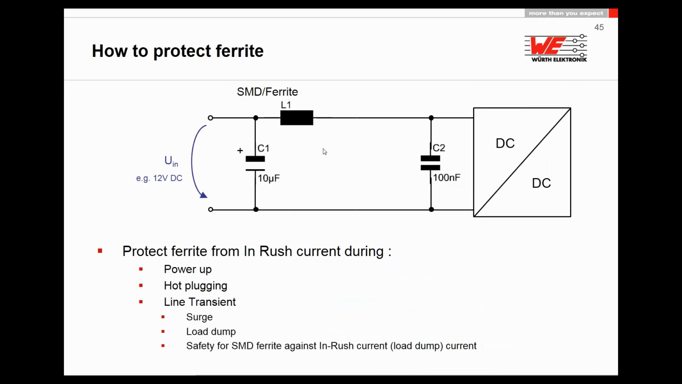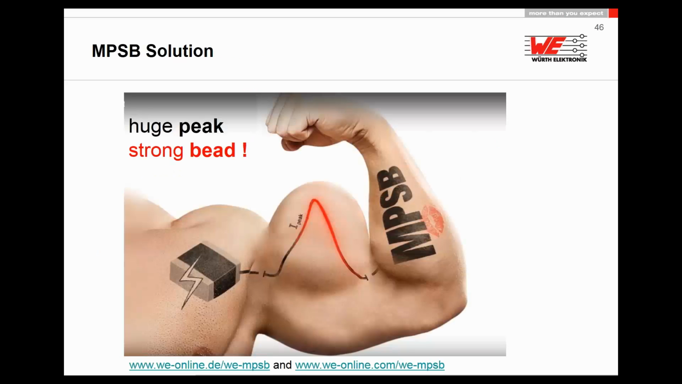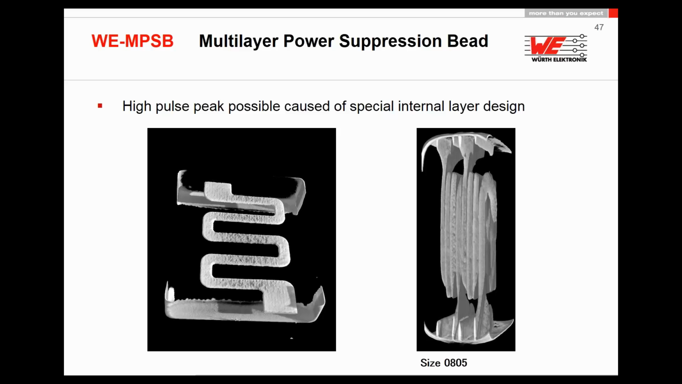One solution could be to just move the capacitor in front of the ferrite bead, and that helps a lot, because then the current will charge the capacitor, and after that will start to run to the ferrite bead, and not charge 10 microhenry through a multilayer component. Another solution could be to use these special beads, which can withstand a huge peak and huge current. This is the multilayer power suppression bead.